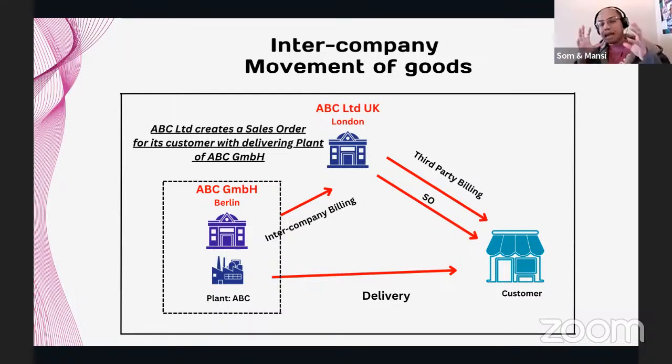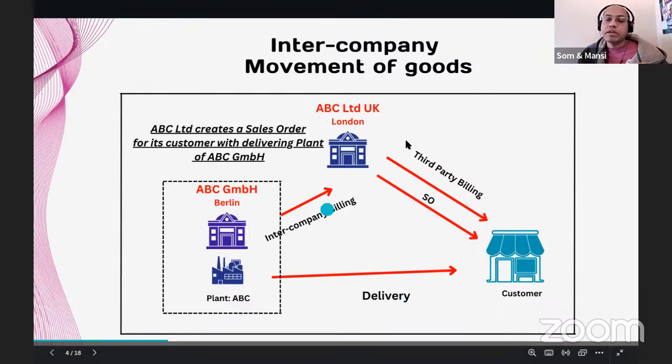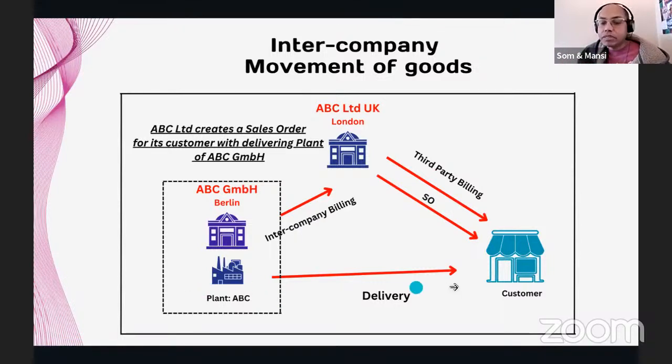So now you understand the accounting entries, how it happens in both entities, the German entity and the UK entity. Hope it makes sense and it's clear. So this posting of intercompany billing is kind of automatic. It happens on the back of this delivery.